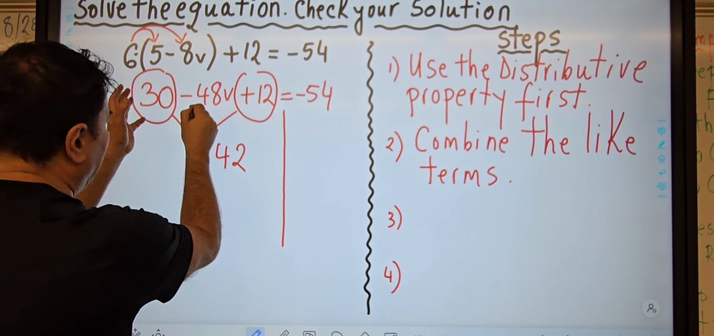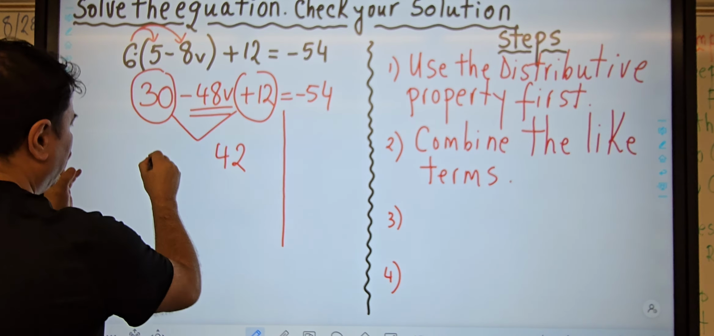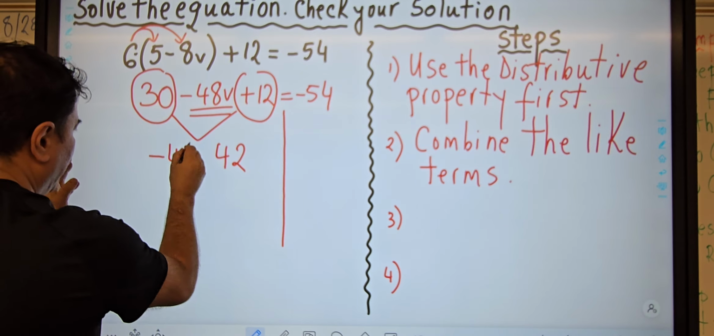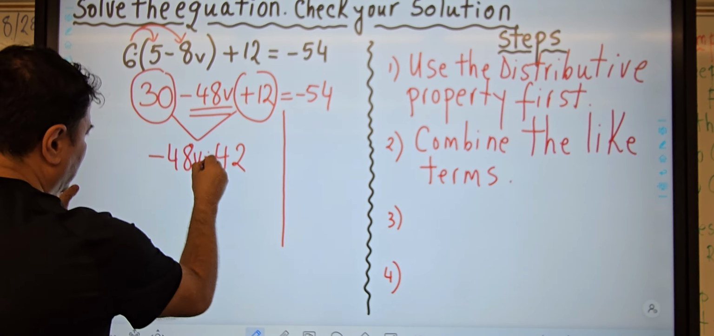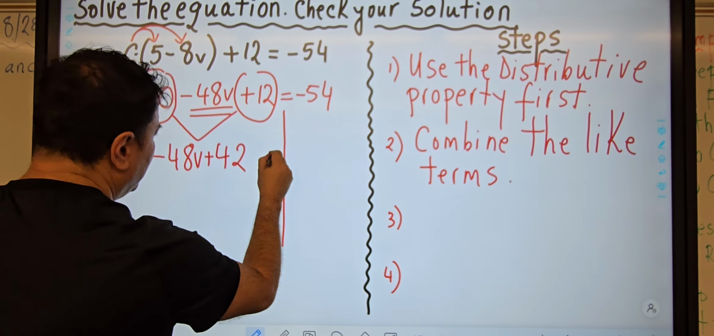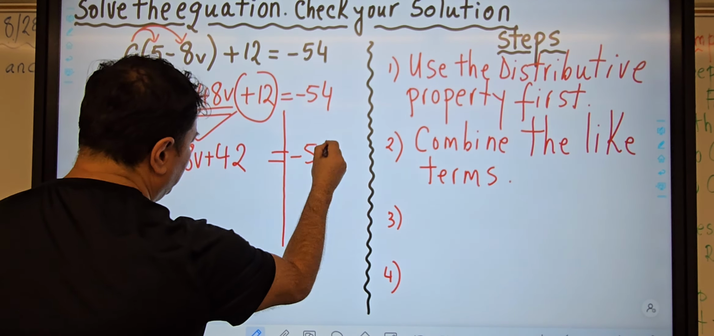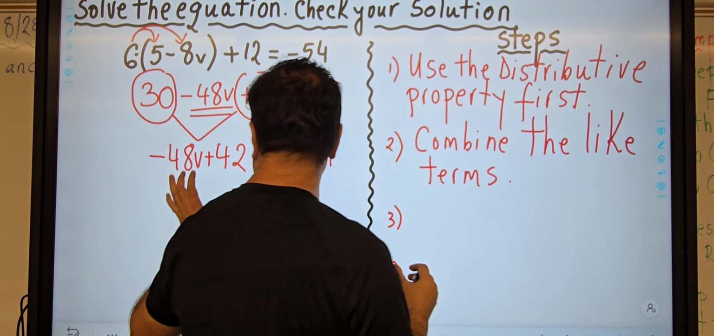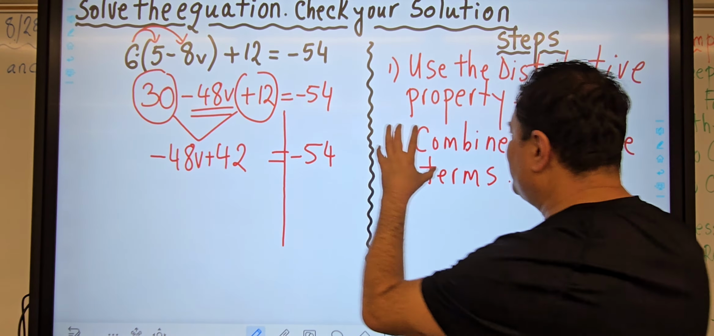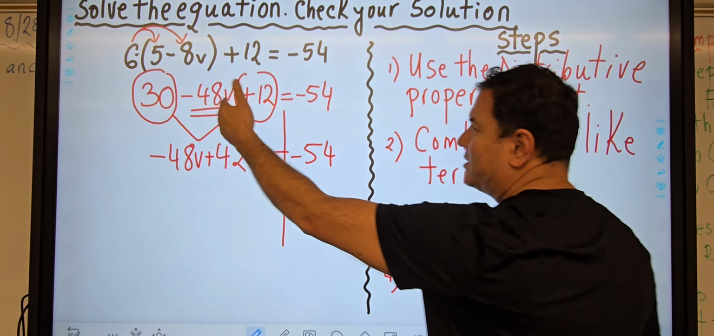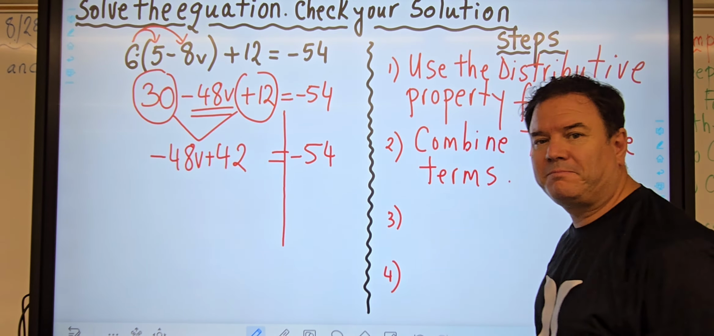We still have negative 48v. So negative 48v plus 42, because that's positive, equals negative 54. And of course, here we combine the like terms, step number 2, which was 30 and 12.